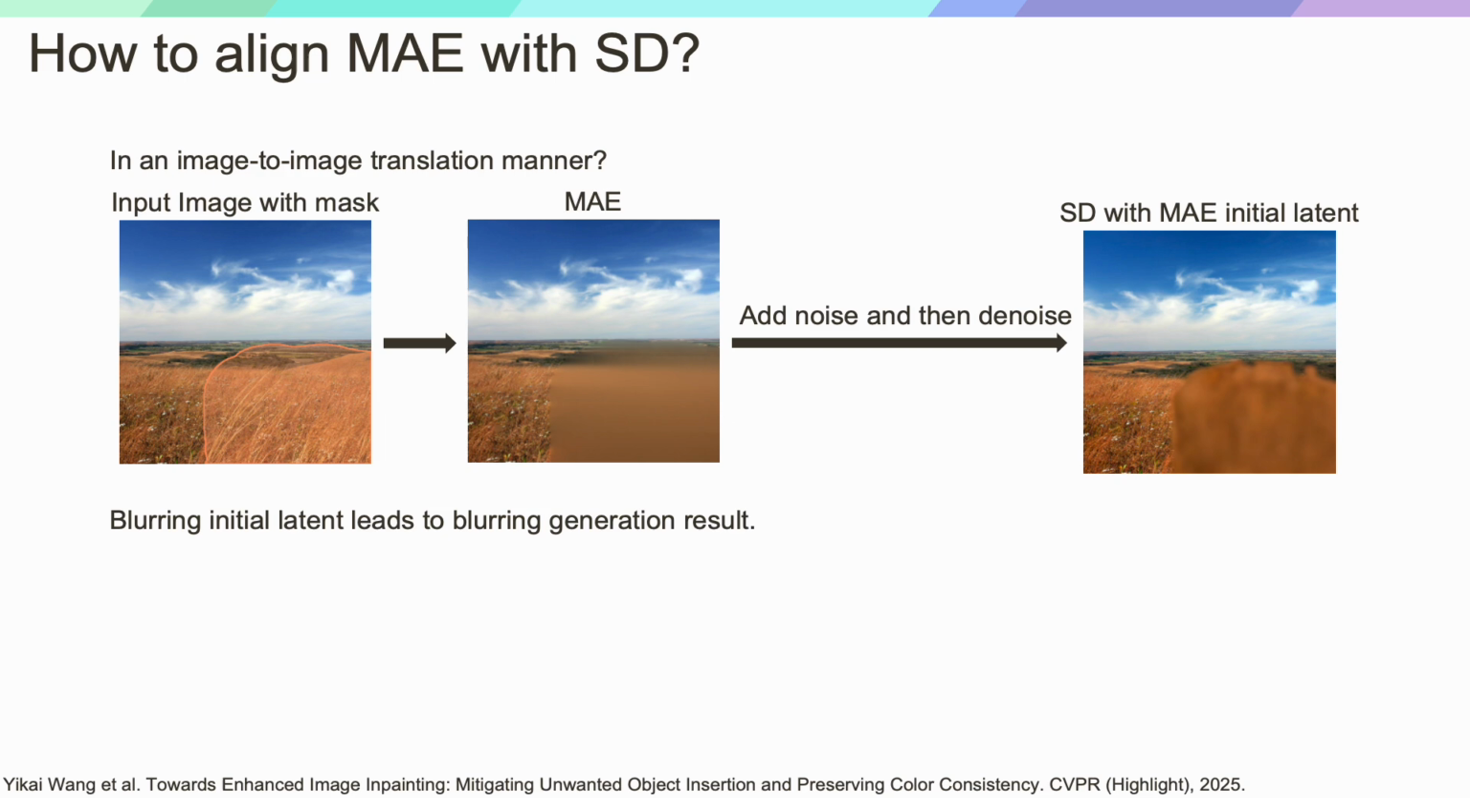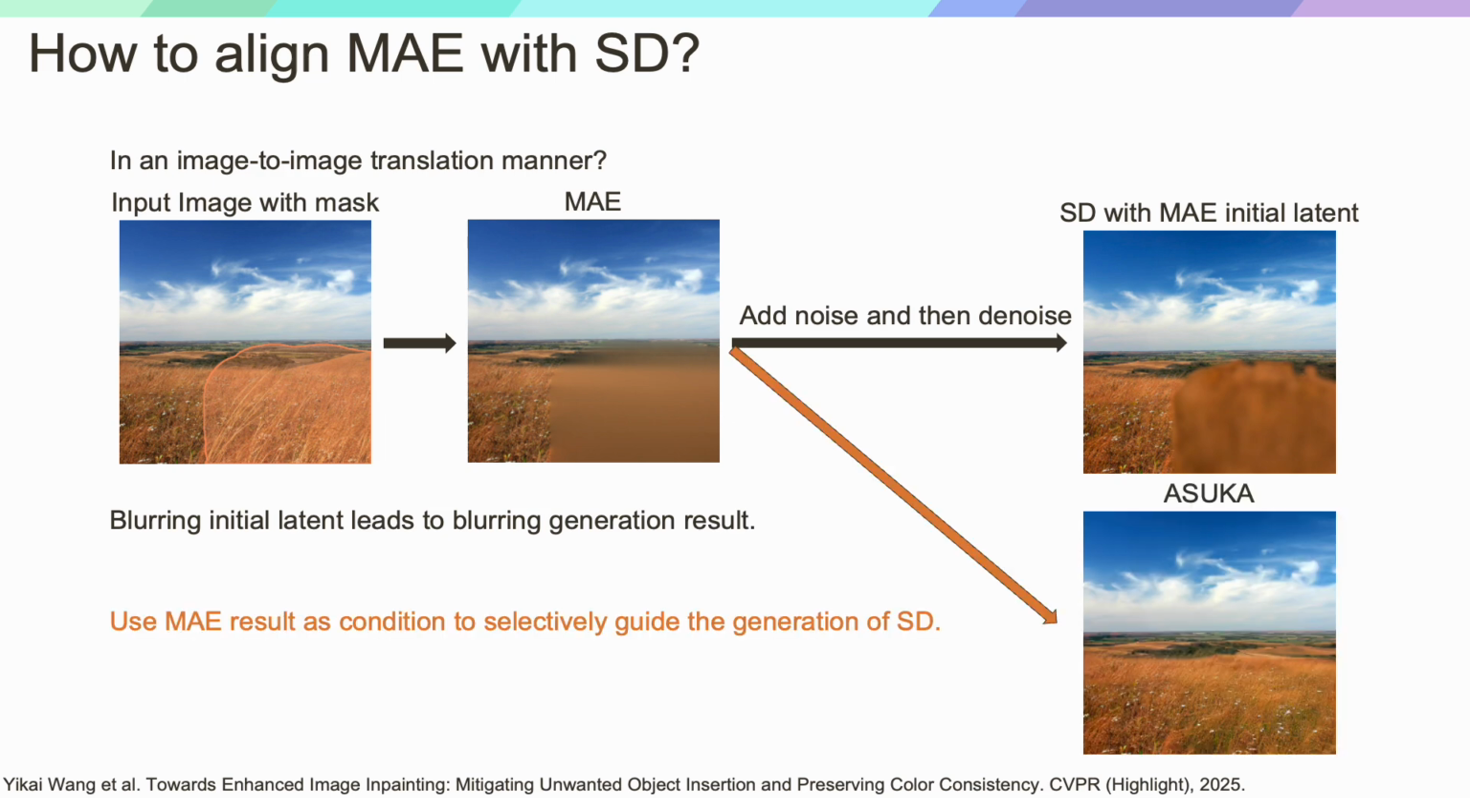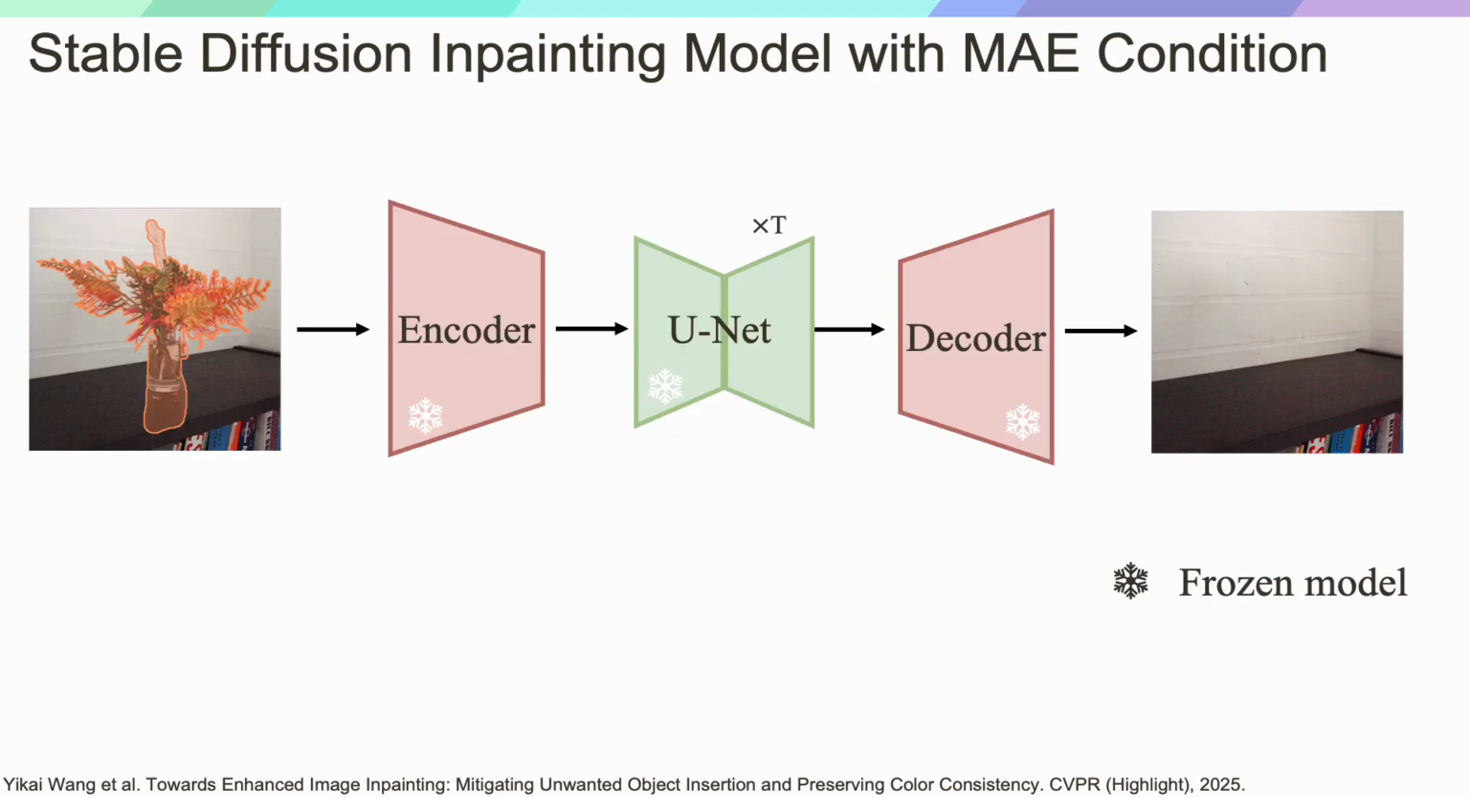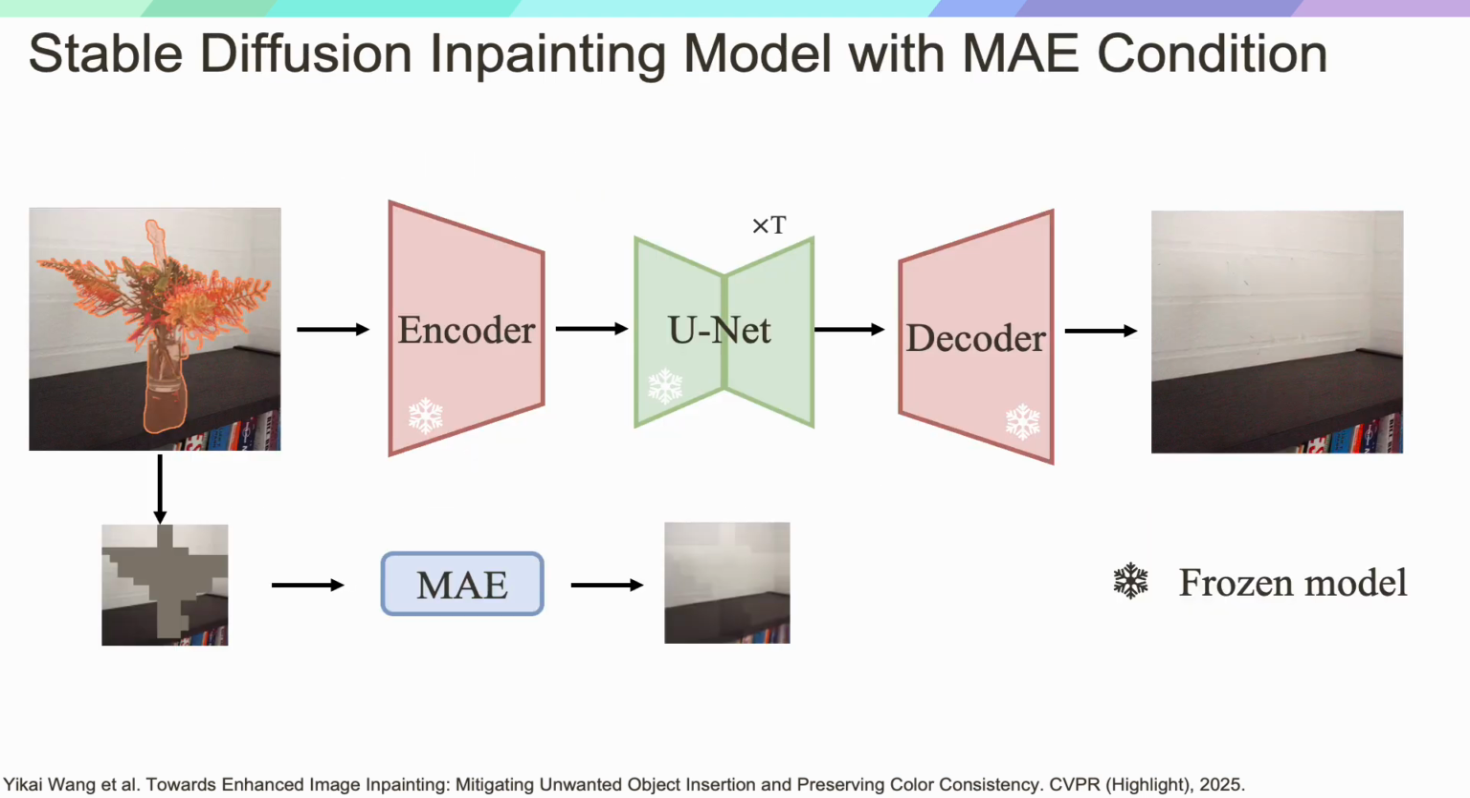But we find that MAE provides a strong prior for the masked region, so we use MAE's output as a condition to guide Stable Diffusion more effectively. Our framework first uses MAE to generate an inpainting prior, then we apply a lightweight alignment model to align it with the diffusion model without relying on text.